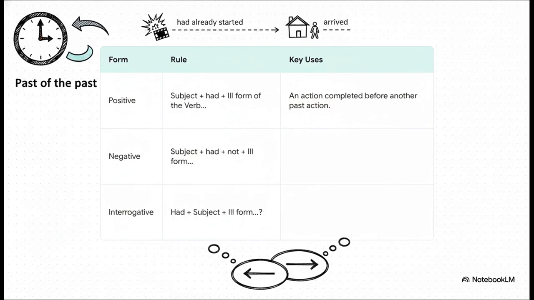Okay, this one can feel a little tricky, but it's all about order. The past perfect is what I like to call the past of the past. When you're talking about two things that happened in the past, this tense tells you which one happened first. For instance, she couldn't get in because she had lost her key. First, she lost the key, then she couldn't get in. See? It clarifies the sequence.